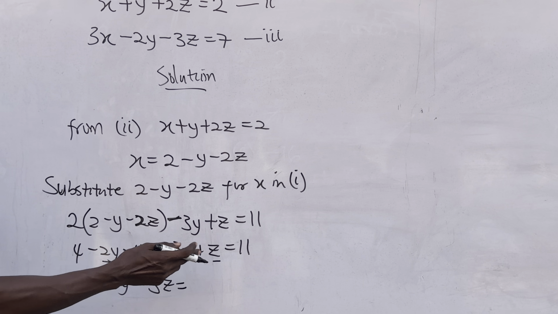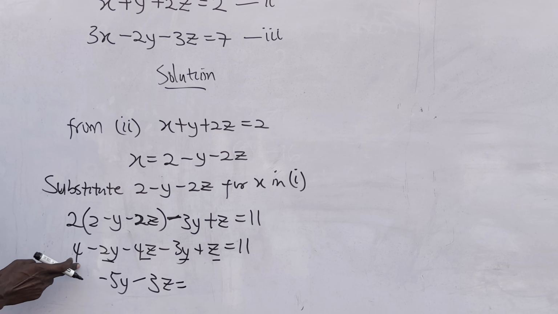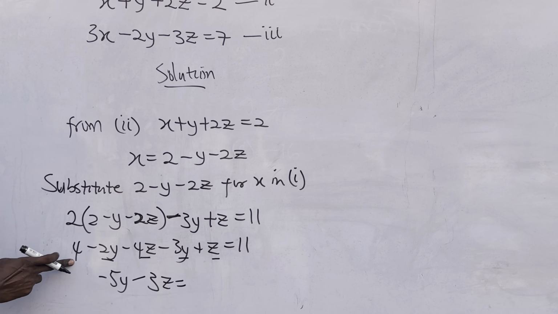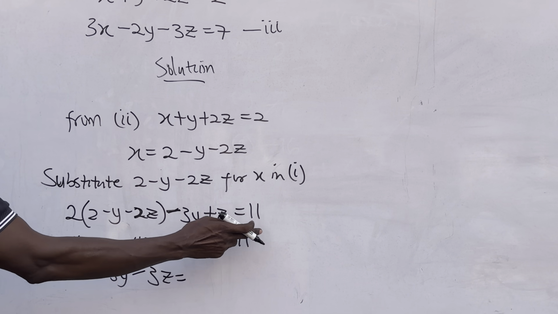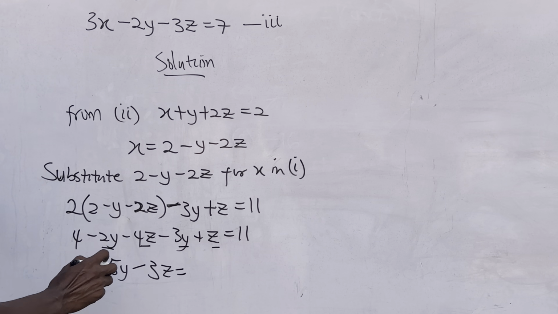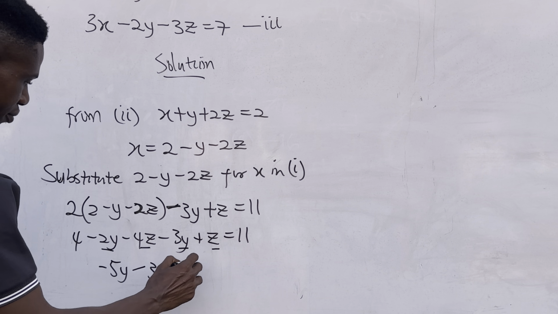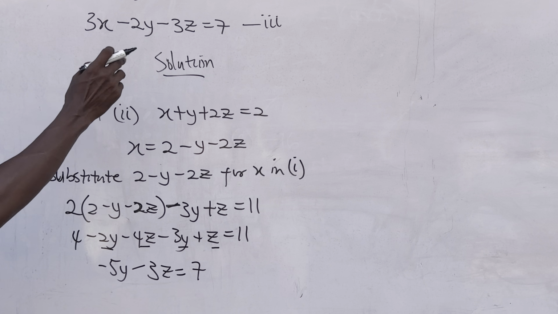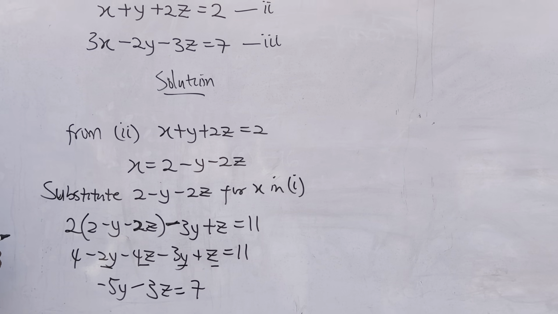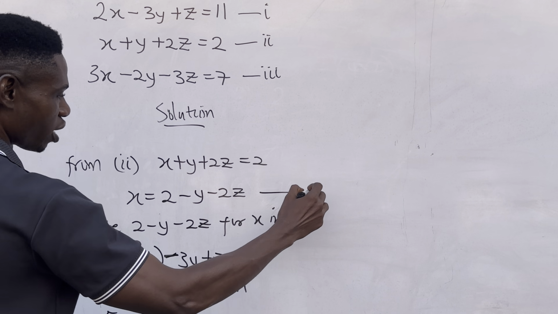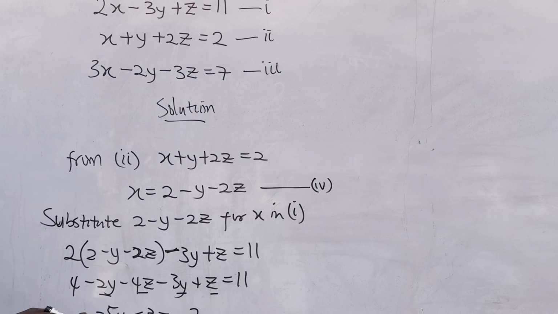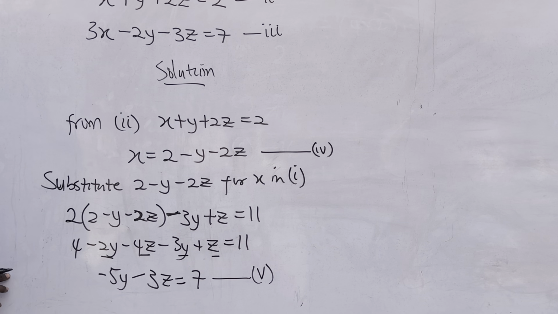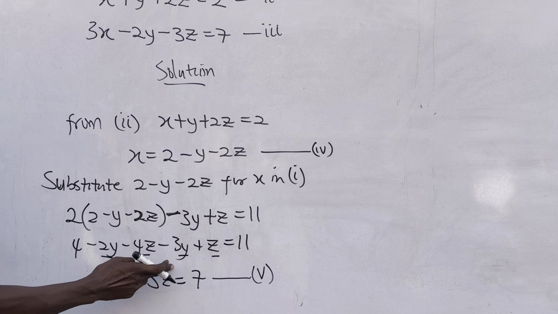equal to, now we have 11 here, and we have 4 here. So if we bring this 4 over here, that becomes what? 11 minus 4. Plus 4 becomes minus 4 over here. And then 11 minus 4, that's 7. So we have equations 1, 2, and 3. Should we call this one 4? Let's call this one 4. So this one now becomes our equation 5, minus 5y minus 3z equal to 7.